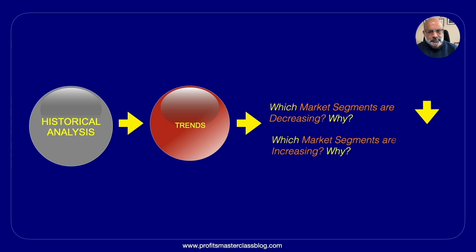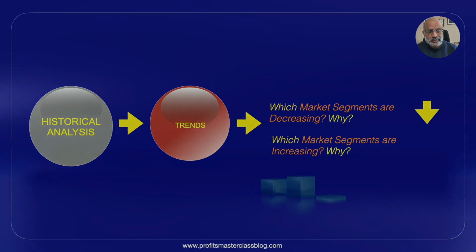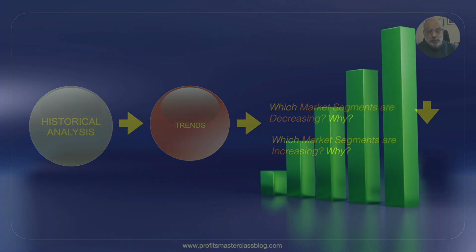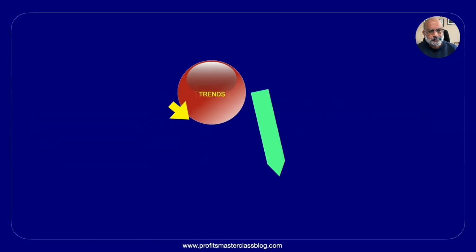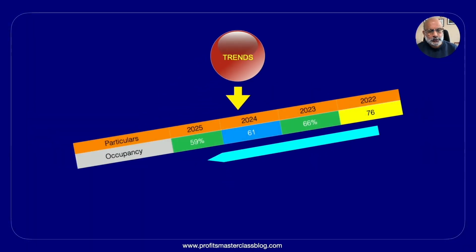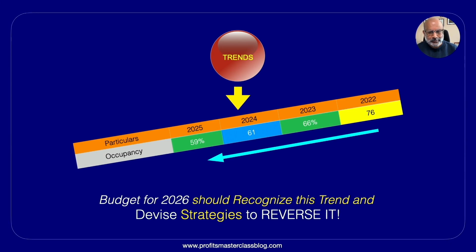You need to ask some critical questions on how market segments are trending over the 3 or 5 years. Apart from identifying market segments, you need to find out the cause for decrease or increase. Increase is equally important since it tells you which segments are doing well. You need to know your successes as well as your weak areas. Your budget needs to take into account this trend and devise strategies to reverse it.